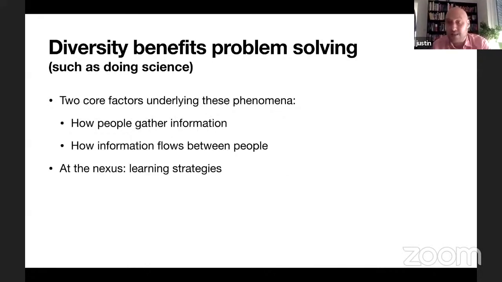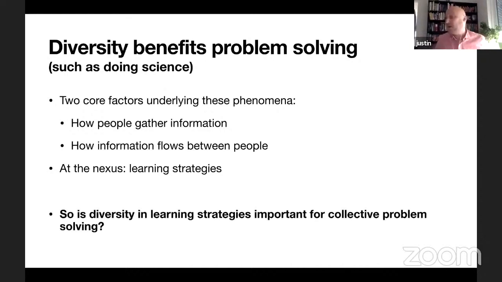The two core factors that underlie all of these examples I've been talking about are firstly, how people gather information, and secondly, how information flows between people. And at the nexus of both of these is learning strategies. So learning strategies will affect what you're learning and how you're learning it, who you're learning from. And so potentially learning strategies, or diversity of learning strategies, is going to be an important part of the broader picture of how diversity benefits problem solving. So the question is, is diversity in learning strategies important for things like collective problem solving?